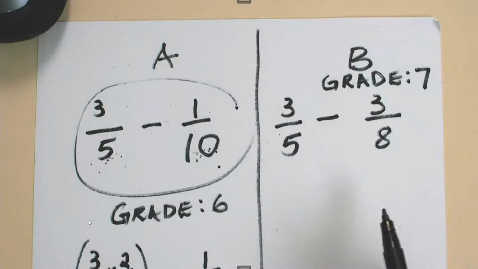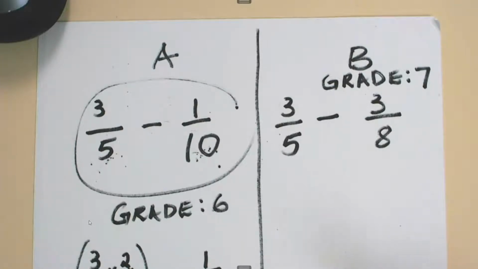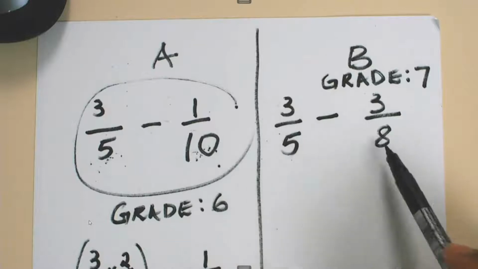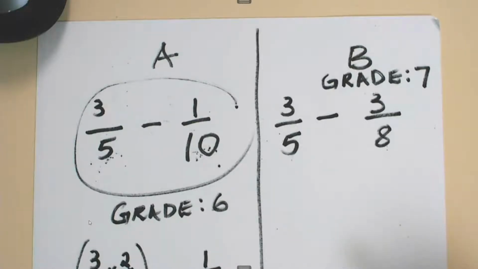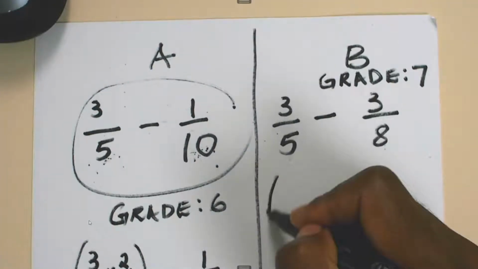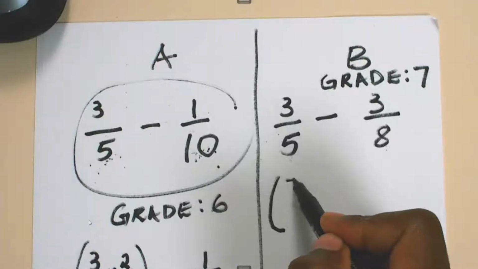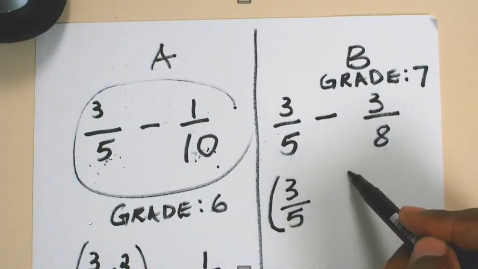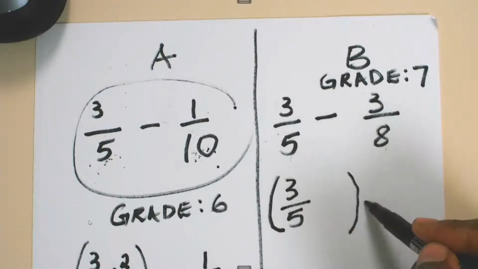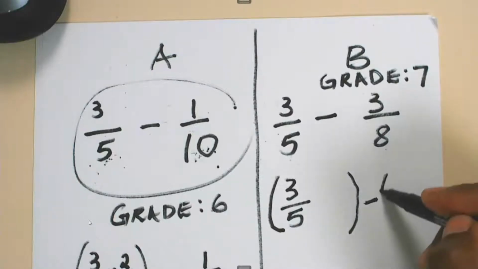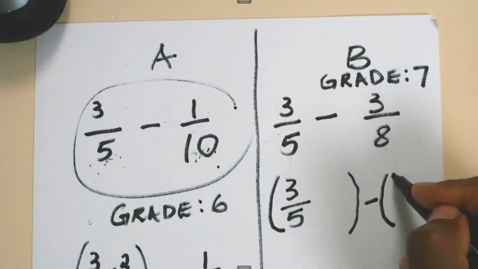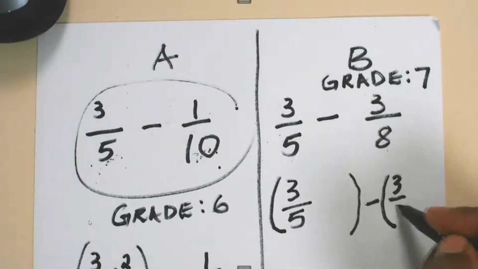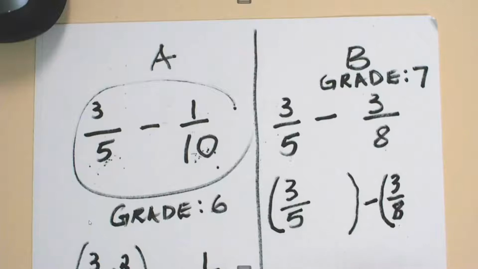But in grade 7, things are changing. Now, these two denominators are not multiples of each other. So what do we do in this case? Rule number 1: open the bracket, put the first fraction in this bracket, leave enough space, close the bracket, put the sign as is between the fractions, which is a minus, and then open another bracket, put the second fraction, and then leave a space and close your bracket.